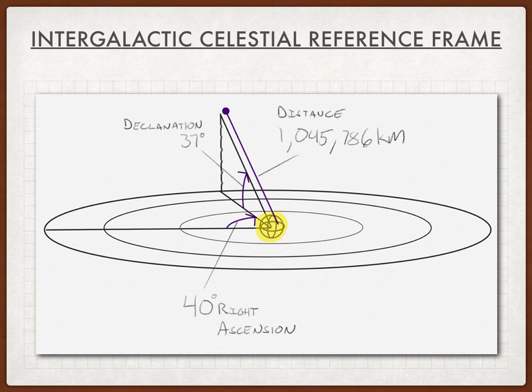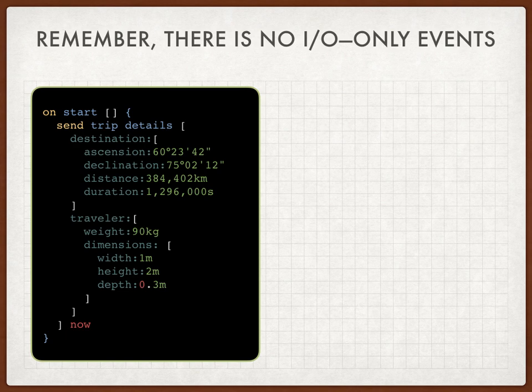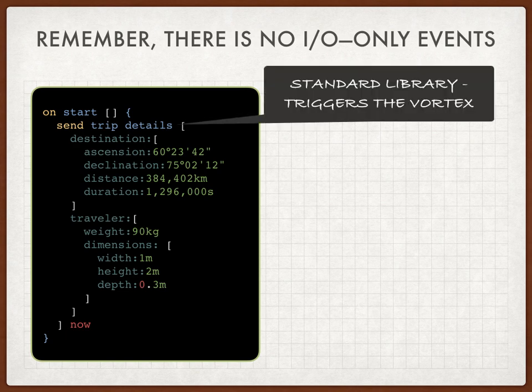So once we have that, we need to communicate this to the time space manifold. Remember, there's no I/O. We can't enter this in. There's no configuration files. All we can do is send events. So there's an event called trip details that we will send when things start up. And so basically, this event tells the time space manifold, like, here's what I want you to do. Start everything up, get everything going.